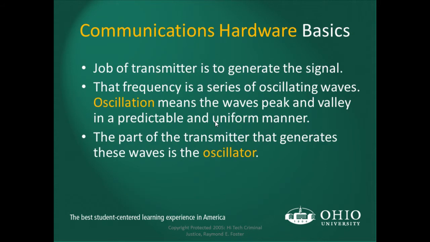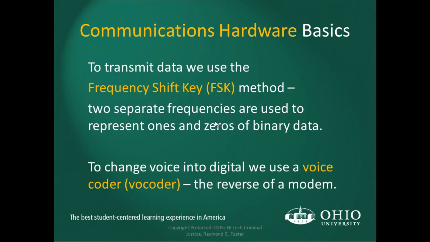Communication hardware basics. The job of the transmitter is to generate the signal. They have oscillators that take analog signals or voice signals and generate them into an RF signal that can be transmitted. The part of the transmitter that generates those is called the oscillator. The whole process is oscillation.